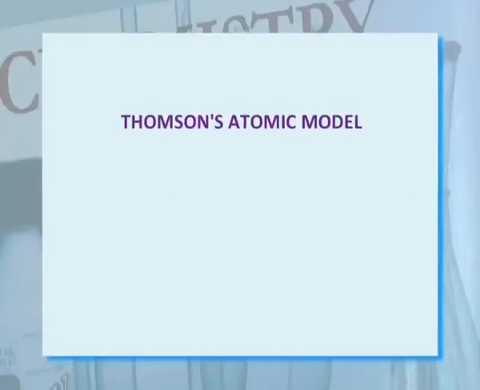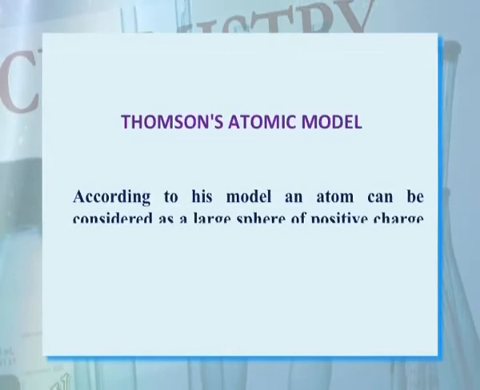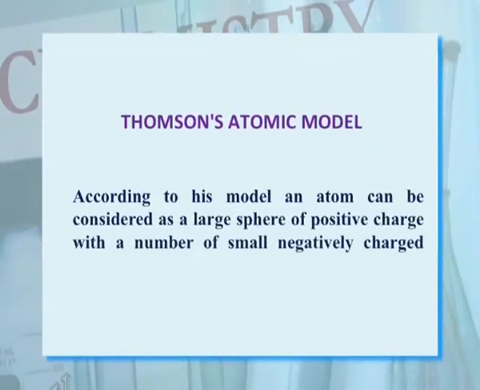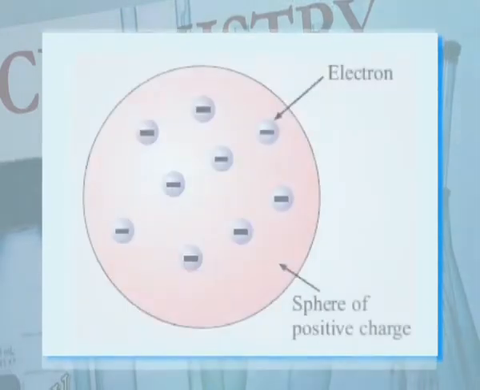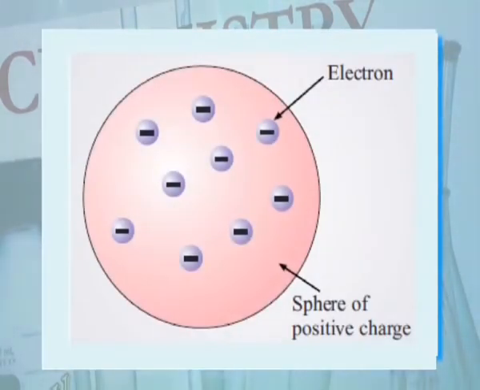Now, see the first model, Thomson's atomic model and its main concept. According to this model, an atom can be considered as a large sphere of positive charge with a number of small negatively charged electrons scattered throughout. This model is also called the plum pudding model. This is the actual arrangement given by Thomson, where a sphere indicates the positive charge and the negative charge is embedded or scattered in this sphere.